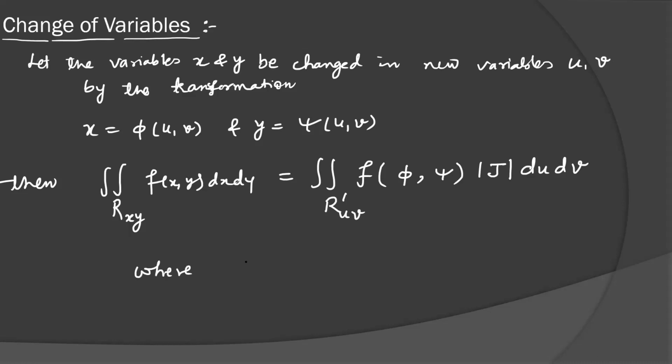Where J is nothing else, it is the Jacobian of x, y with respect to u, v, and that is not equal to 0. This one I have already studied in polar actually. Let's see one example, then you will better understand this concept.